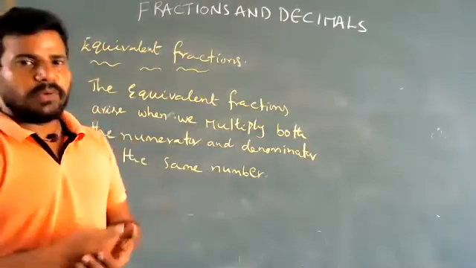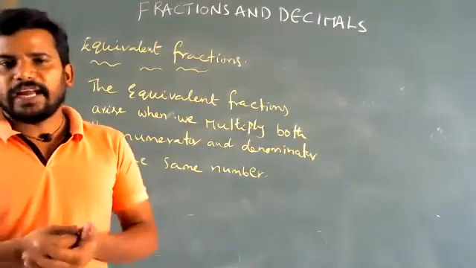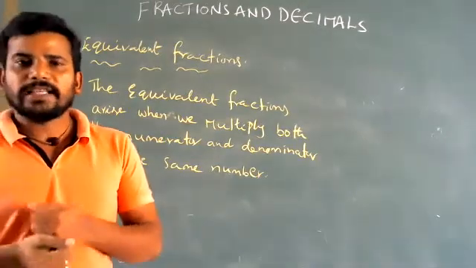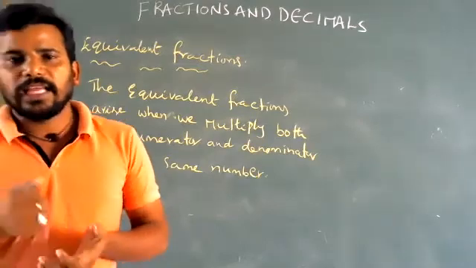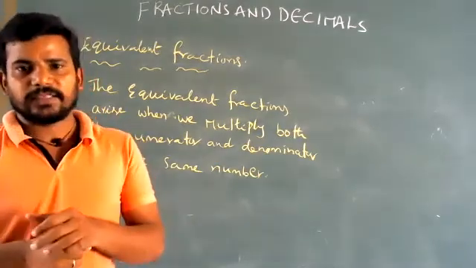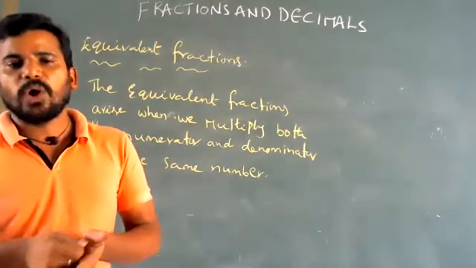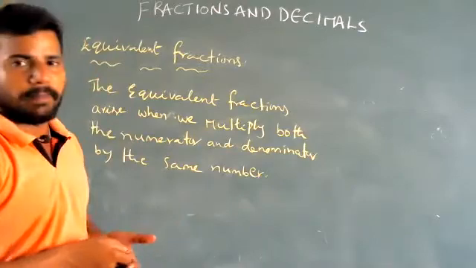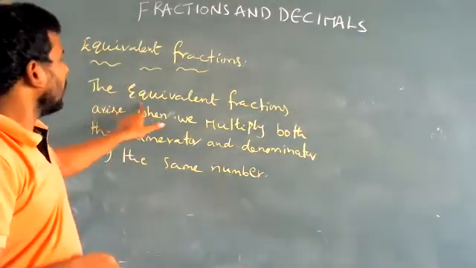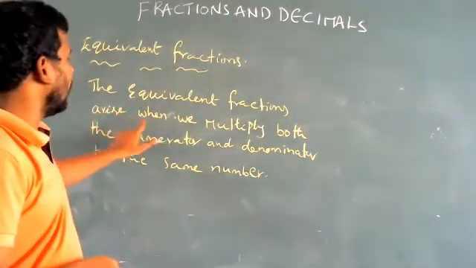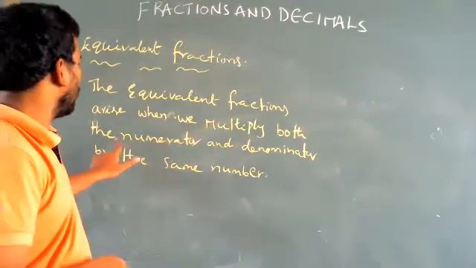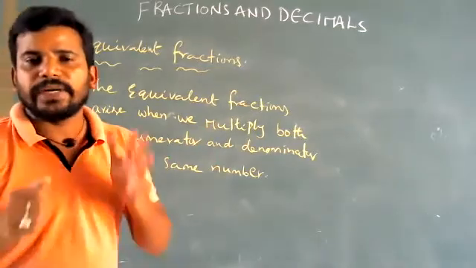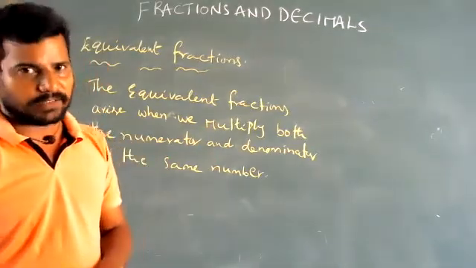Today we are going to learn about equivalent fractions in the fractions and decimals chapter. So what are equivalent fractions? Equivalent fractions arise when we multiply both the numerator and denominator by the same number. Once again, children, equivalent fractions arise when we multiply both the numerator and denominator by the same number. So it is called equivalent fractions.